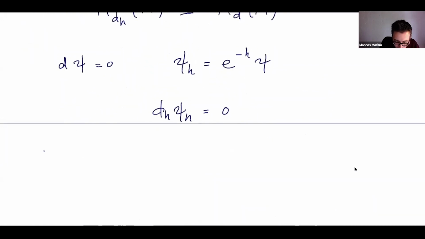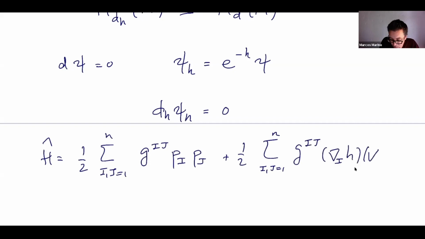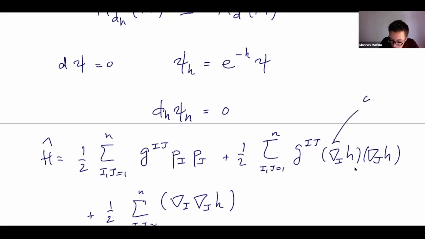But let's now look at the Hamiltonian. What is the Hamiltonian that you would obtain? Well, if you work with coordinates, you would get something like this. You just make everything covariant in the previous expression. So this is the square of the momentum. Then you would have this, which is the derivative of h squared, now with appropriate covariant indices. And then here I will have this operator. Here nabla are covariant derivatives. And here I have this bracket.